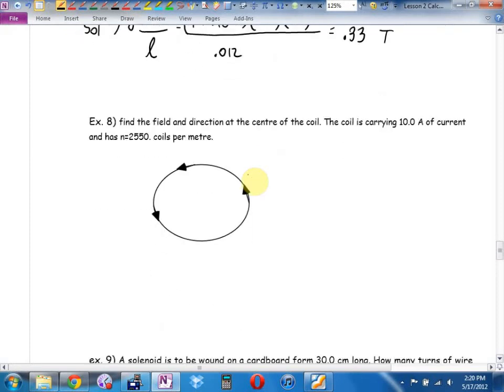Example 8. Find the field and direction at the center of the coil. In this diagram, you're looking right along like a telescope through the solenoid. So you're looking down the length of it. That's what that diagram is supposed to be. In other words, that's the current in the wire going this way. It wants the field, magnitude, and direction at the center of the coil. The coil is carrying 10 amps of current and has 2,550 coils per meter.